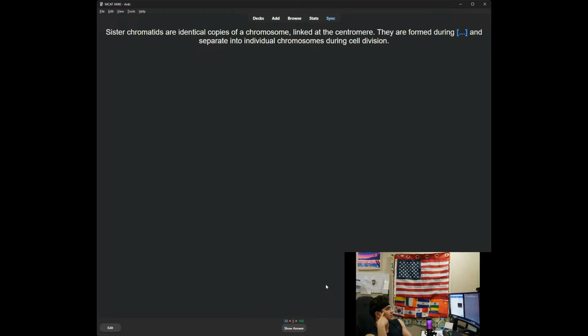Linked synchrony, they are formed during chromosomal replication, so during the S phase, right?